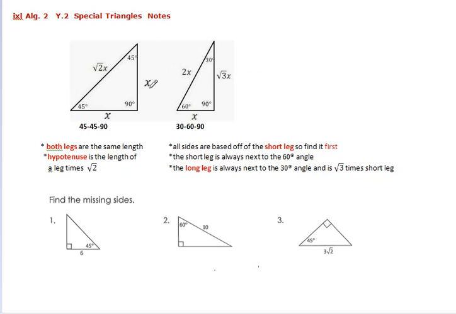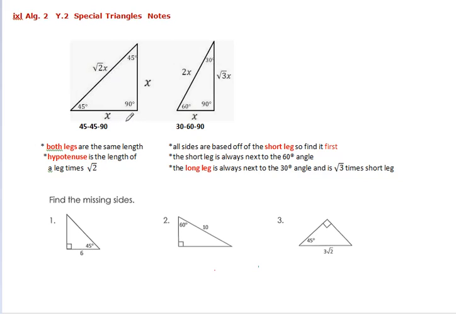So the first special triangle we have here is called a 45, 45, 90 degree triangle. And it's special because it has certain ratios between the sides. For this one, each of the legs will end up being the same measure, and so it's represented here as an X. The hypotenuse, which again is right across from the 90 degree angle, is whatever the side lengths are times the square root of 2.